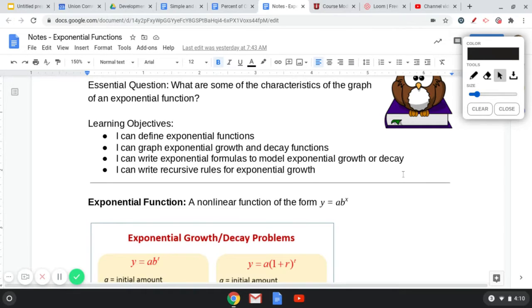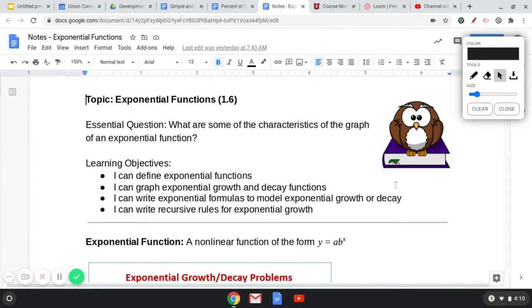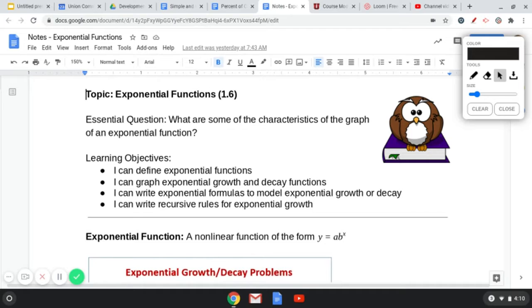Hello everyone. These are our notes on exponential functions, which is the last section in this chapter 1 grouping of topics. And this chapter was just all about different functions. We talked absolute value, piecewise, inverse functions. Lastly, we're talking about exponential functions, which will tie in all of those properties of exponents that we've been learning about, and properties of radicals and rational exponents.